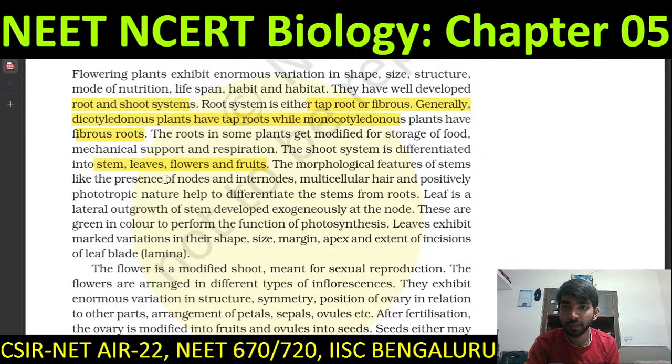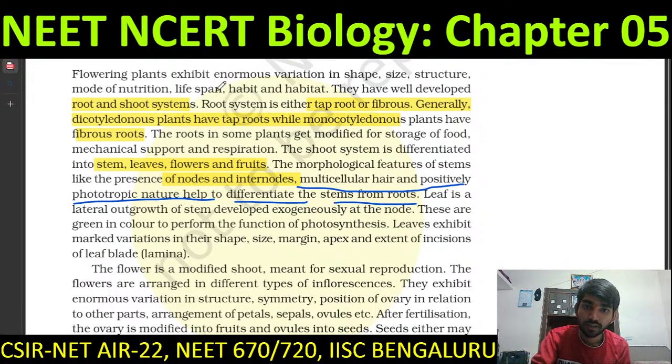Morphological features of stem, like the presence of nodes and internodes, multicellular hair and positively phototropic nature, help to differentiate the stem from root. This is important. This can be asked: what are the characteristics of stem that differentiate it from the roots? So it has multicellular hairs, unlike the unicellular hairs in the roots usually. Then it is positively phototropic, so it moves towards light.